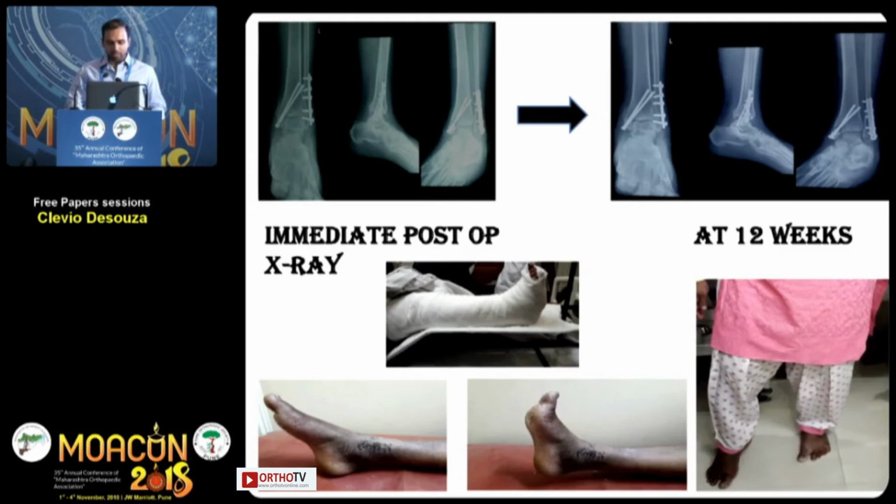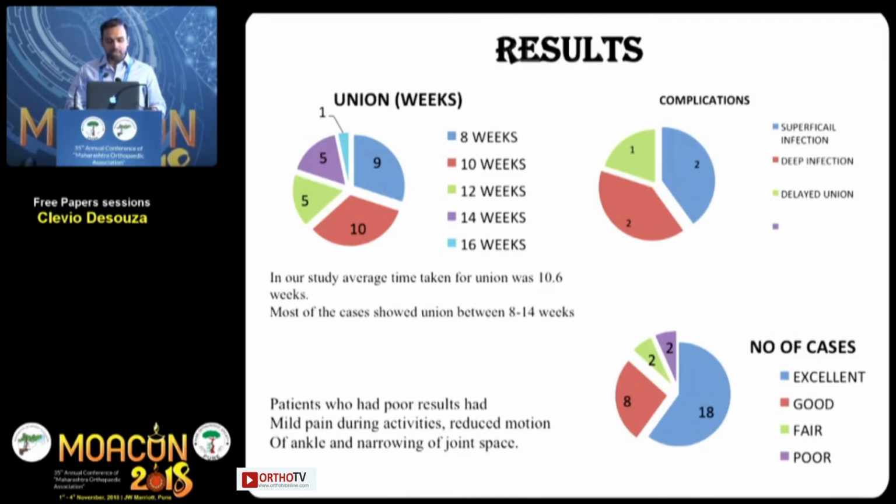We got an immediate postoperative X-ray and then took an X-ray at 12 weeks when the patient followed up with us. At 12 weeks you can see the patient is full weight bearing and plantar and dorsiflexion is complete. She did not have any symptoms of pain. The results we came across were that in our study, the average time taken for union was 10.6 weeks, and most of the cases showed union between 8 to 14 weeks.